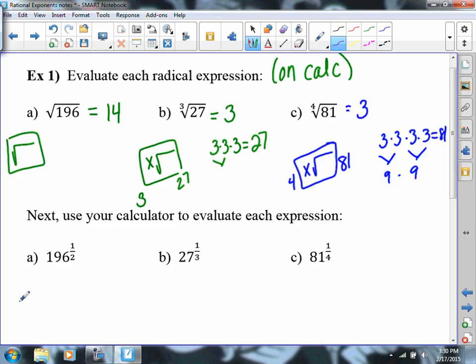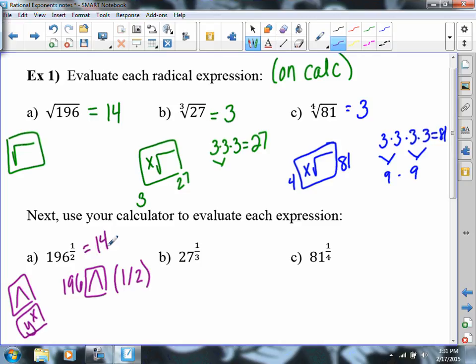So this is where you want to use your little upside down caret key, or you might have your y to the x key for your exponent. So you want to do the 196 and then the little caret key or your little y to the x key, and then do parentheses 1 divide by 2, or do your fraction button 1/2. And when you type that into your calculator, you should get 14.